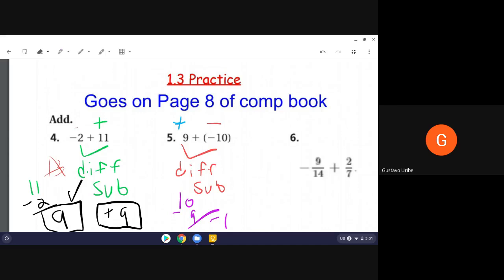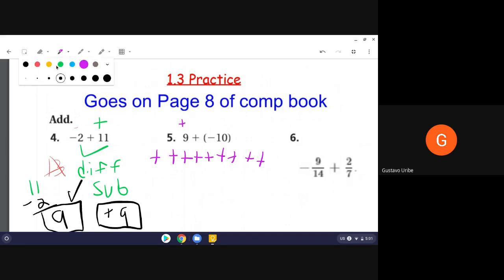If that isn't making sense, if you needed to see that, just go ahead and rewind it. Here's what we're going to do. 9 is a positive. So I'm going to draw 9 pluses. 1, 2, 3, 4, 5, 6, 7, 8, 9.